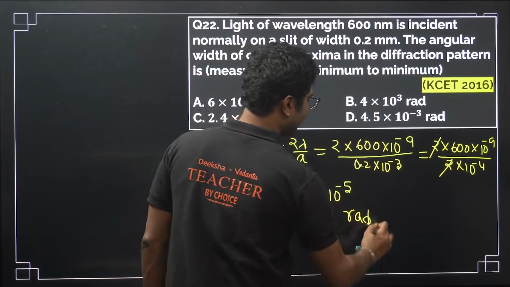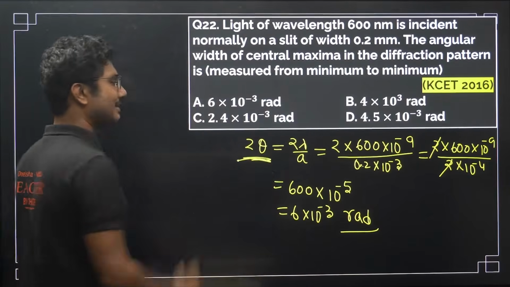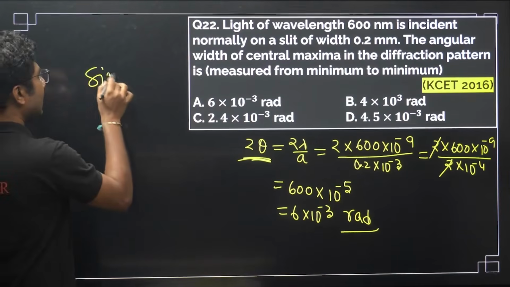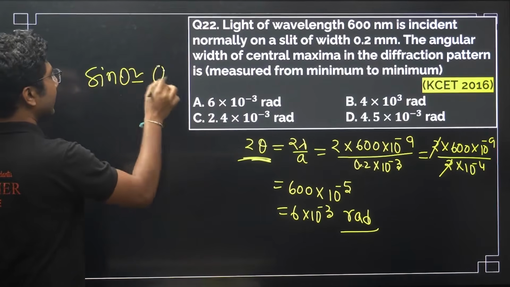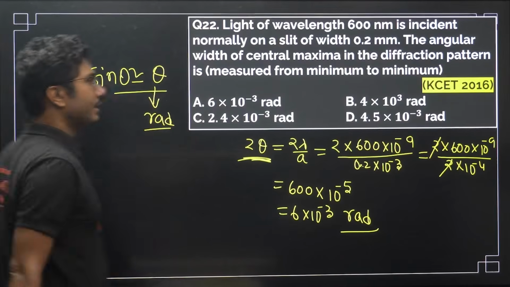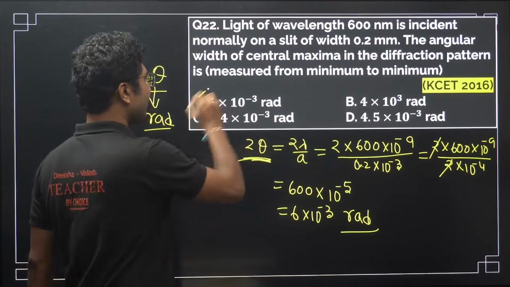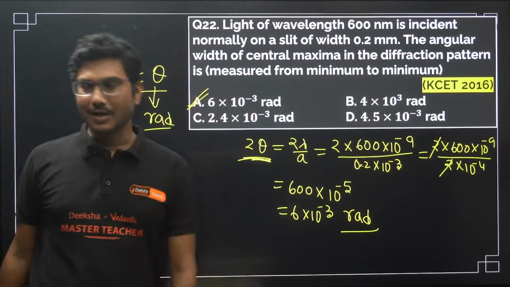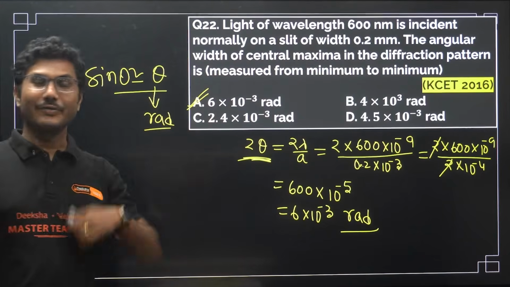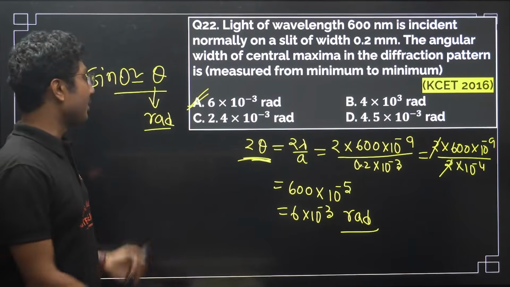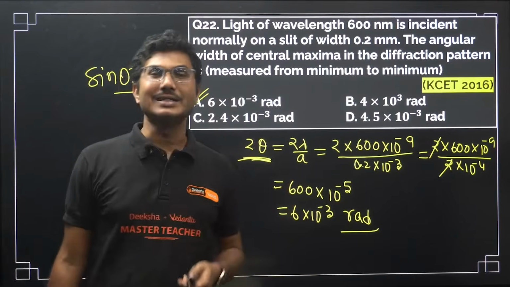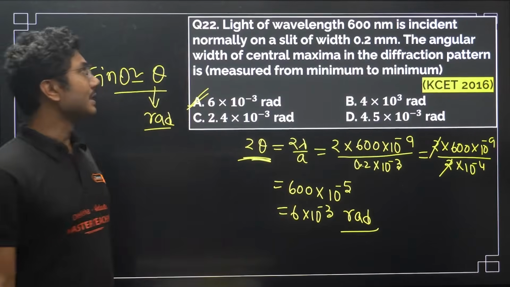Now remember, this formula is only valid when the angle is expressed in radians. So sin theta nearly equals theta only when theta is in radians, not in degrees. Fortunately all the options are given in radians, so you can correctly identify it, but in case the options are slightly tricky and degrees are mixed in, you have to be careful. Sin theta equals theta is only valid when theta is expressed in radians.